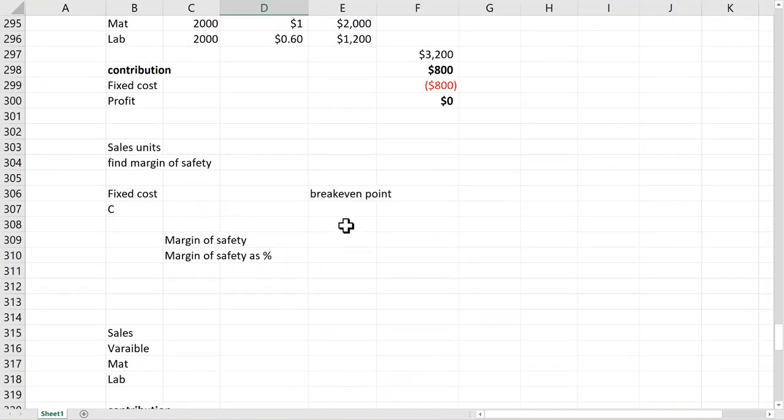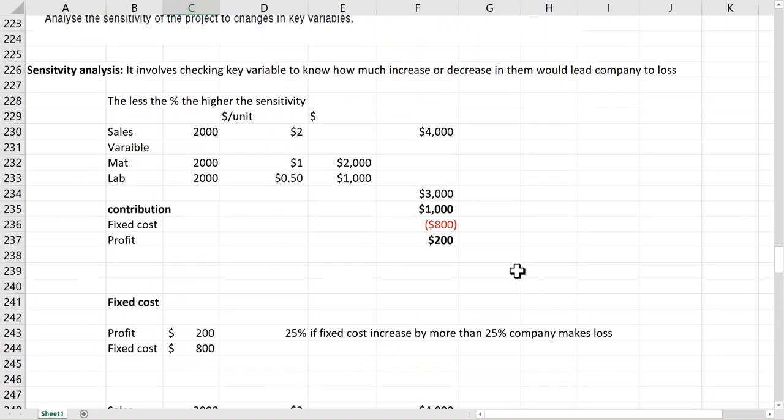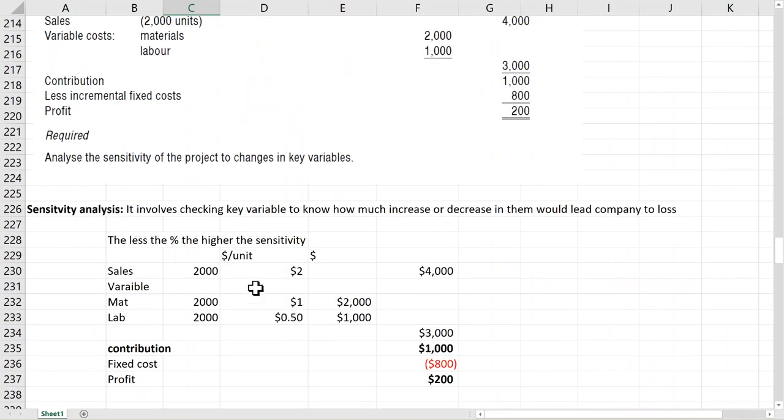Okay, next, finally, units. For units, you can do this. So only remember that for sales units, you have to find break-even point. Everything else is just profit divided by whichever variable you want to find sensitivity for. So for sales units, you have to find break-even point, which is fixed cost divided by contribution per unit. Contribution per unit is $2 minus 1.5, which is 0.50.